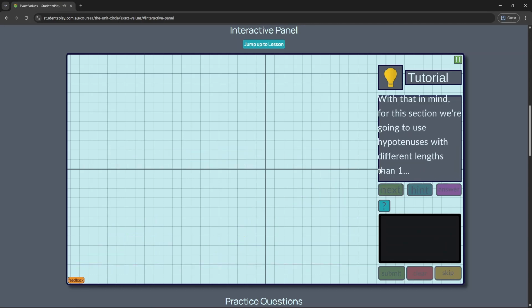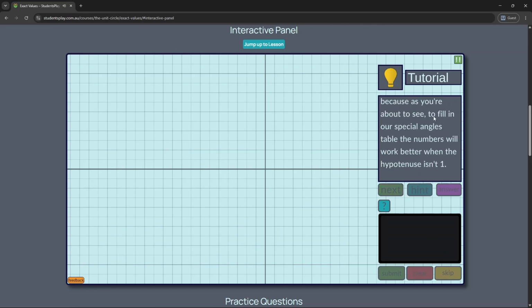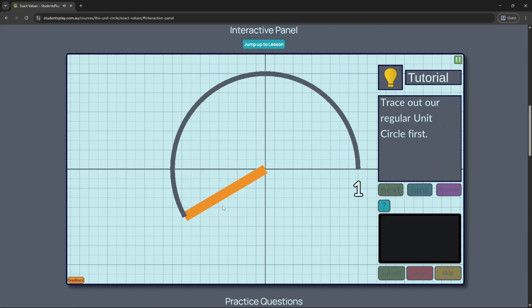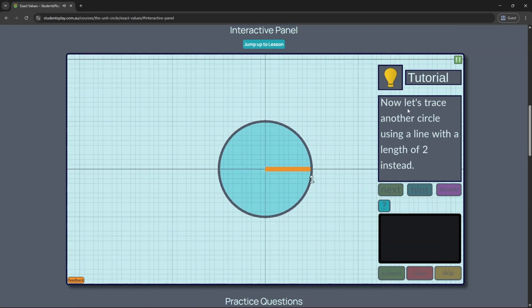Okay. With that in mind, for this section we're going to use hypotenuses with different lengths than 1. Because, as you're about to see, to fill in our special angles table, the numbers will work better when the hypotenuse isn't 1. Trace out our regular unit circle first. Okay, let's click and drag it around. Now let's trace another circle using a line with a length of 2 instead. Okay, so same thing.